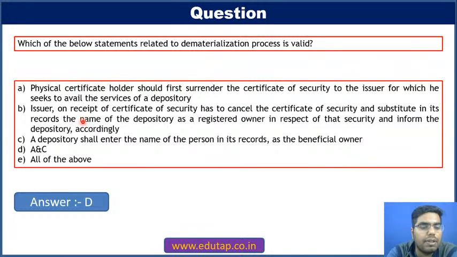When one person is transferring the share, he will give the certificate of security to the depository. Depository will cancel the certificate of security and substitute the records. If I am transferring my share certificates to you, I'll inform the depository. Depository will cancel my name from the names of the owner, and it will enter your name here. So the B point is for the transfer of securities. A and C is for the dematerialization process. Clear?